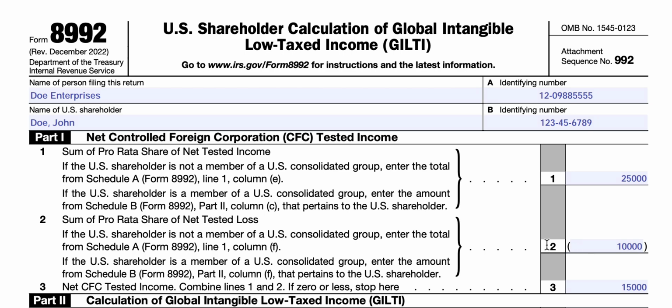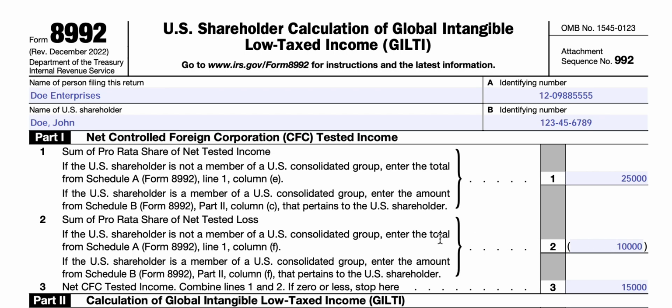And then line 2 would be the sum of the pro rata share of the net tested loss. So in line 1, that number is going to come from Schedule A, line 1, column E. And then if you were completing Schedule B, it would be part 2, column C, with respect to that individual shareholder.